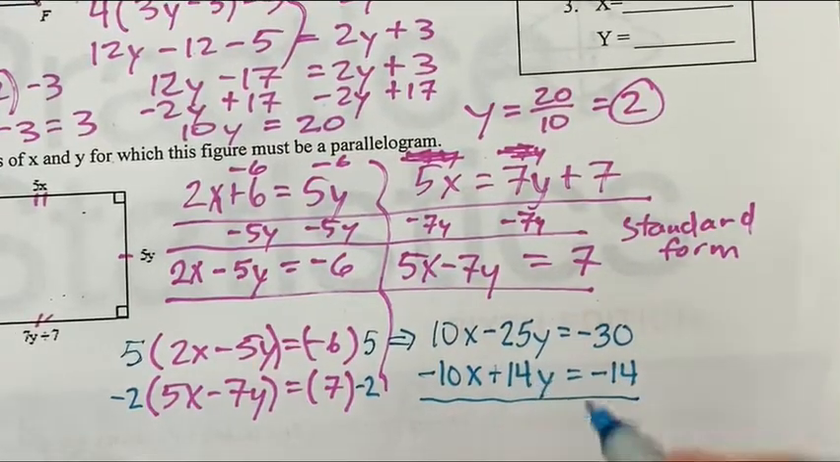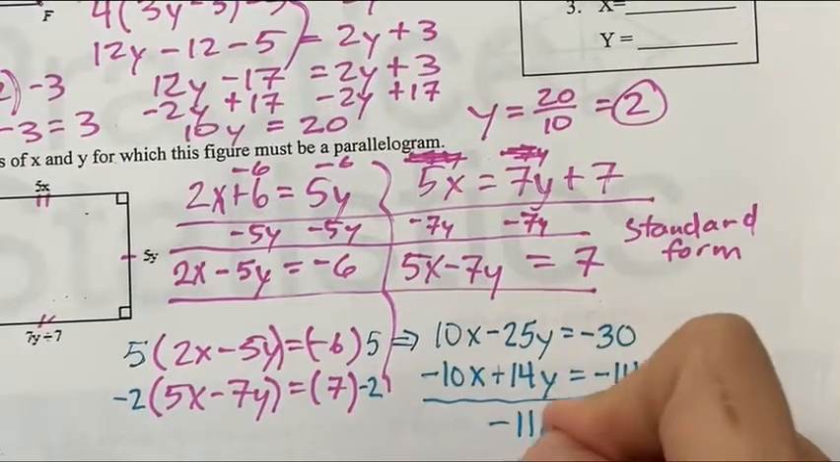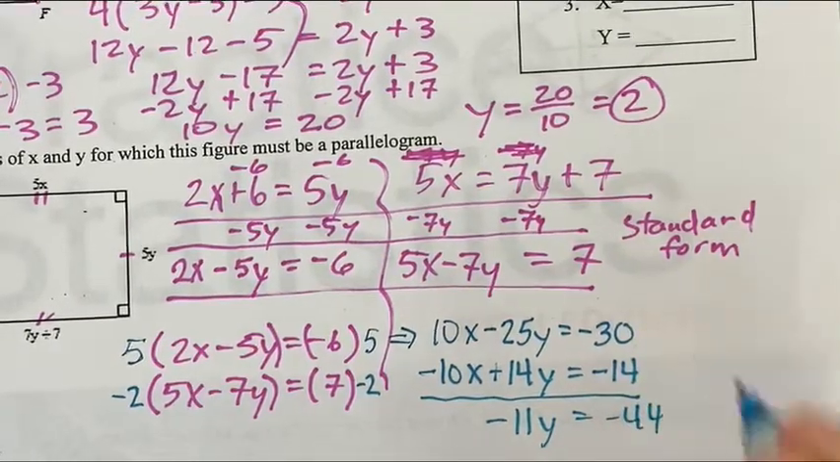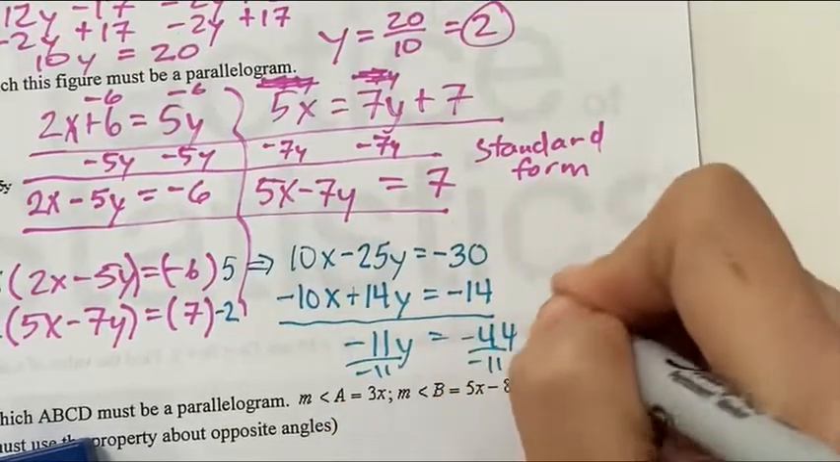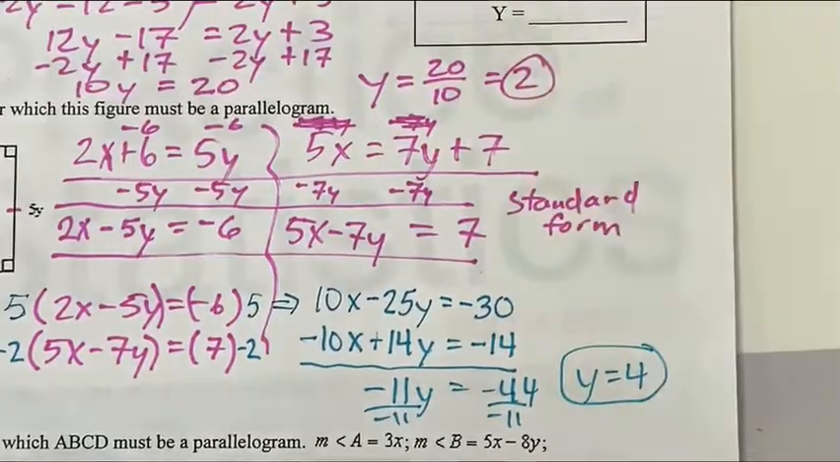Okay, so I get negative 25y and positive 14y, so I get negative 11y equals negative 44. So now, if I divide by negative 11 on both sides, I get y is equal to 4. Ooh, I like it. So y is equal to 4.